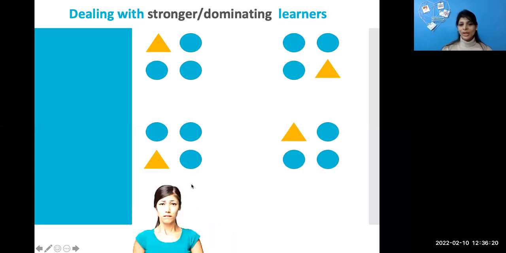So I'm sure we all can relate to this. In our classes, we always have those highly motivated, very chatty learners. They may not necessarily be at a higher level in terms of their language proficiency, but they are more motivated to speak. They're more fluent in general. So we all have those learners in our class, and here I've indicated those learners with these triangles.